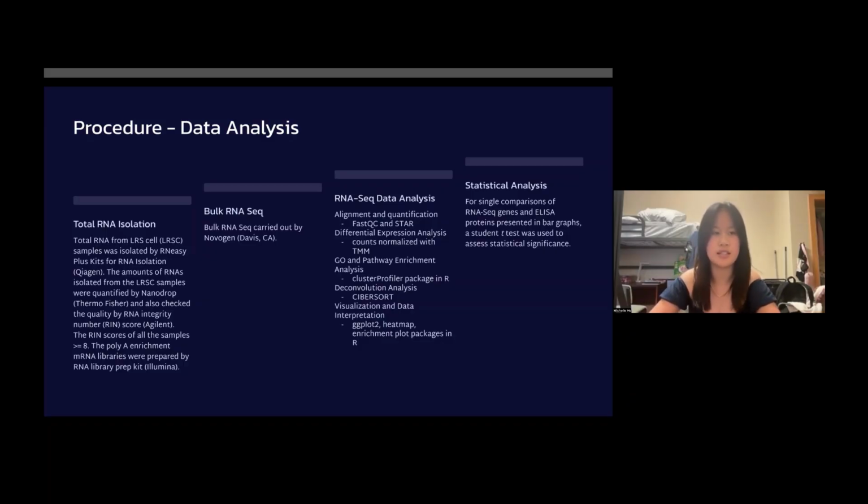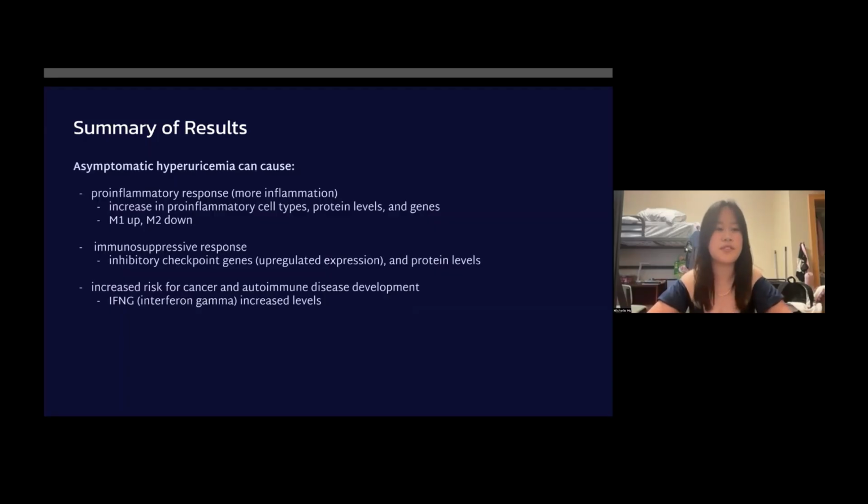using a Student's t-test. As a brief summary, we found that asymptomatic hyperuricemia can cause a pro-inflammatory response, with increases in pro-inflammatory cell types, protein levels, and genes. Specifically, M1 was upregulated and M2 was down. Immunosuppressive responses were also measured, and we found inhibitory checkpoint genes were upregulated in expression, and so were the protein levels. We also found increased risk for cancer and autoimmune disease development, especially referring to the increased IFNG levels.